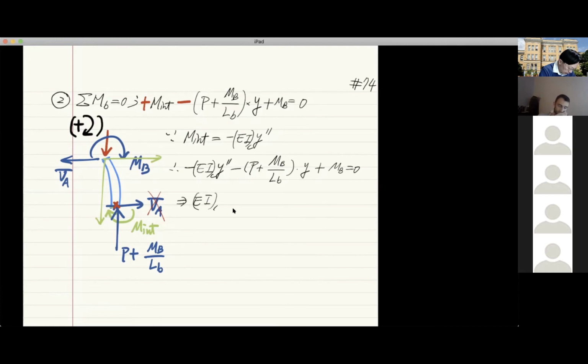EIC times y double prime plus P plus MB over LB times y equals MB. MB was converted into a negative sign, but if you move it from the left-hand side to the right-hand side, it becomes positive.